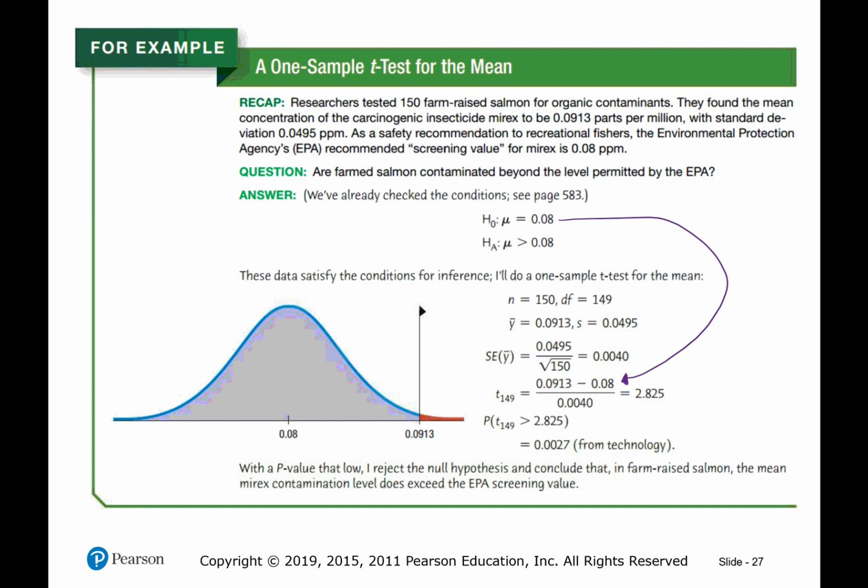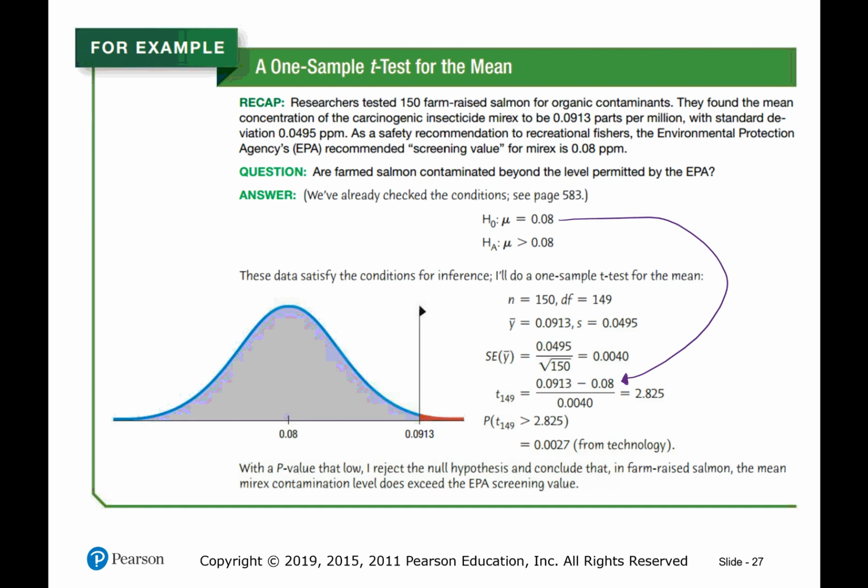Again, we've already checked the conditions. Sample size is big enough. 150 is definitely more than 40. We're okay with that? Remember that 40? Okay, so n is 150, degrees of freedom is 149. We have our y bar, which again, with your calculator is going to be x bar. And we have the value for the standard deviation of the sample.